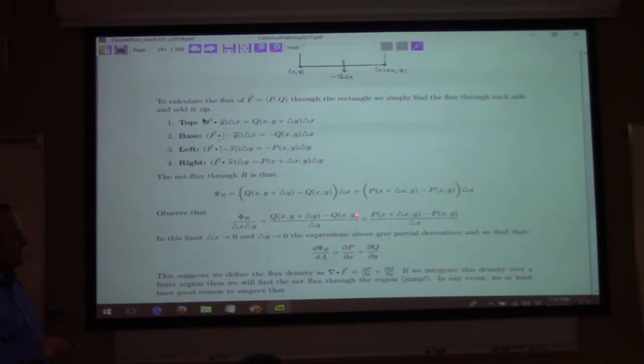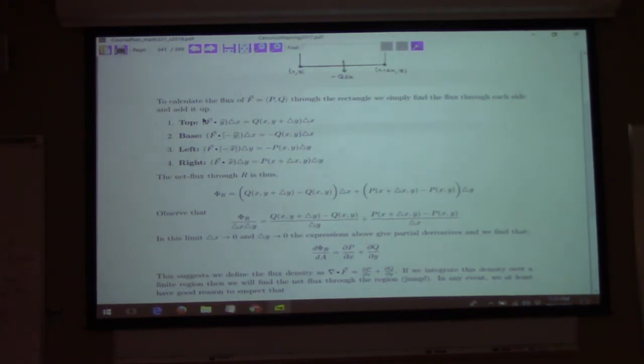You get the change in q, with x fixed, y plus delta y and y here, divided by delta y. And over here, notice the y is fixed, but we've got x plus delta x and x like that. So in the limit as delta x and delta y go to 0, that's the partial derivative of q with respect to y, and this is the partial derivative of p with respect to x. And so we get partial q partial y plus partial p partial x, which, by the way, I was just advertising to you, we should think of as the two-dimensional divergence.